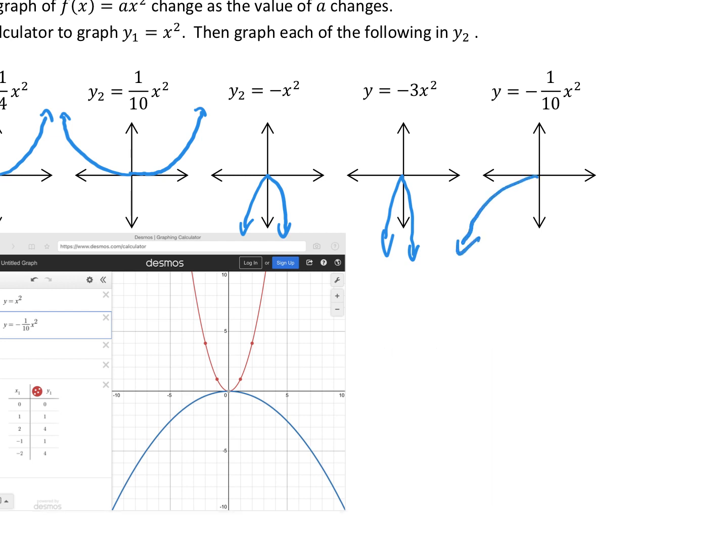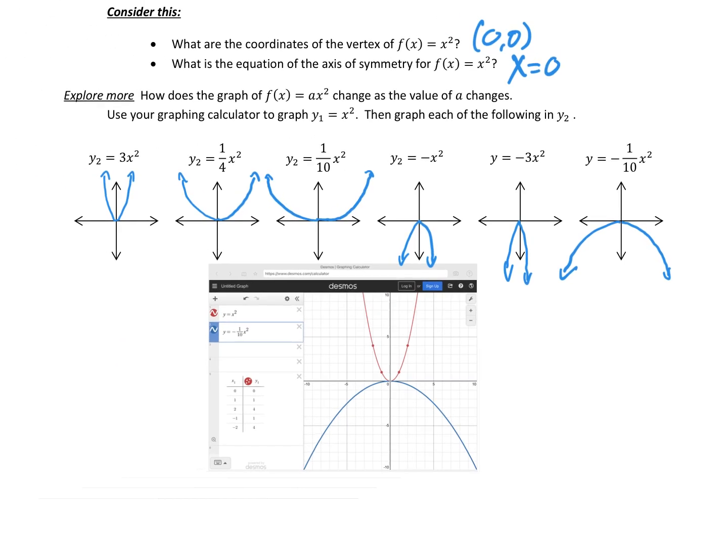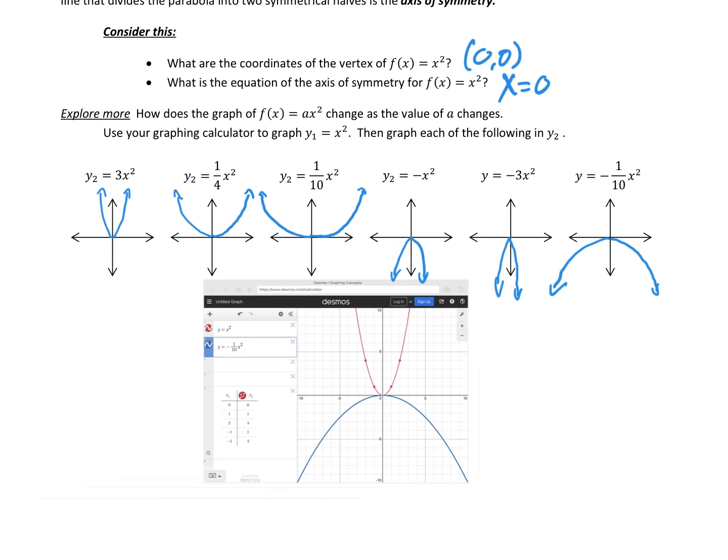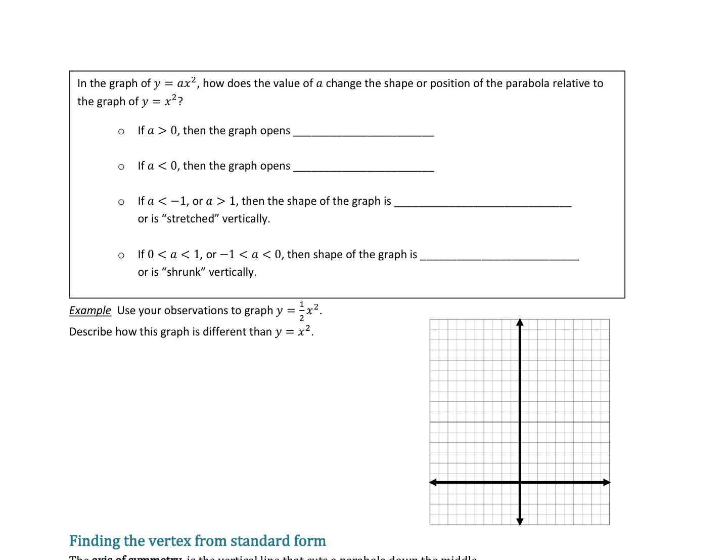All right, so now we've got kind of a general feeling of what happens. We always get a parabola, but that number in front, we'll call that the a value, all right? So we'll use a to represent that number. That number is also called the leading coefficient. That leading coefficient is what changes the shape of the graph. So now we can generalize what happens when we change that a value.